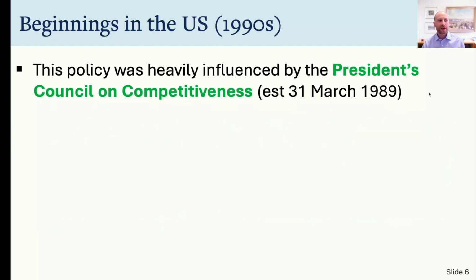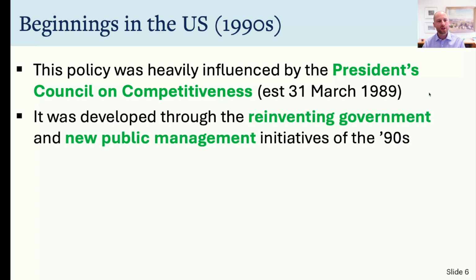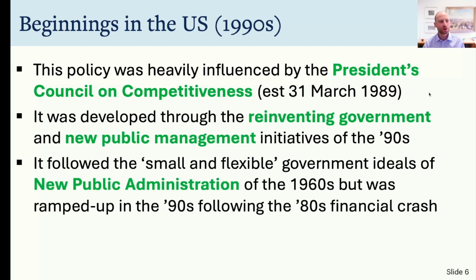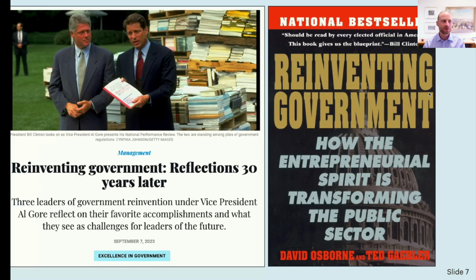Politically, the policy was heavily influenced by the President's Council on Competitiveness, which was established in 1989. It developed through the 90s through the Reinventing Government and New Public Management initiatives, and it historically follows from the small and flexible government ideals of new public administration that arose in the 60s, but ramped up in the 90s following the US financial crash of the 80s.